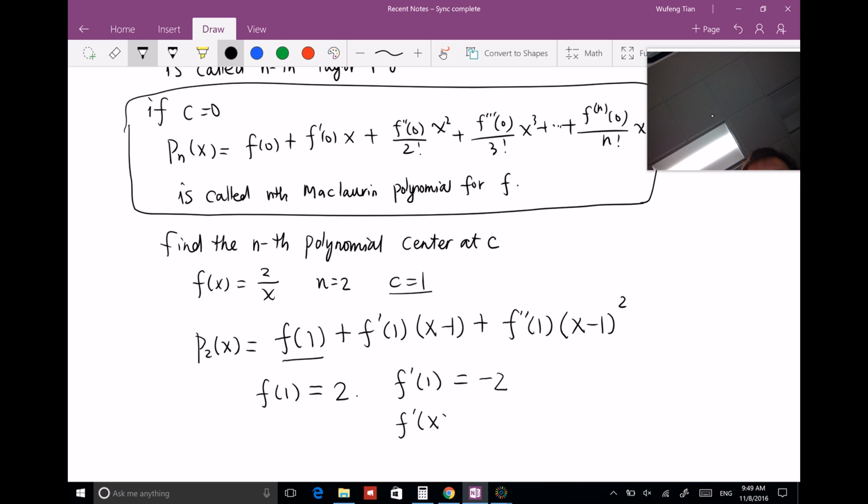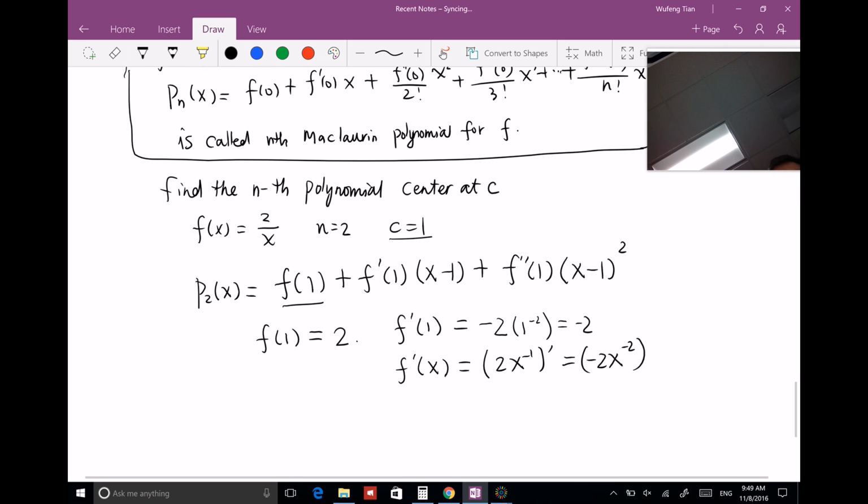F prime of x is the derivative of 2 times x to the negative 1, because 2 over x is 2 times x to the negative 1. You take the derivative and get negative 2 times x to the negative 2. Then you plug 1 in here: negative 2 times 1 to the negative 2, which is negative 2. So f prime of 1 equals negative 2.